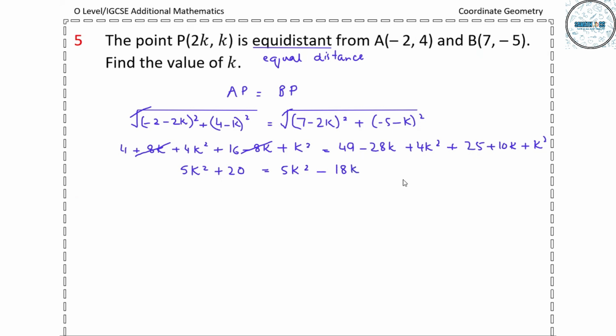49 plus 75 is 74. 5k square and 5k square will be cancelled out. We will take minus 18k on this side, so it will become 18k. We will take 20 on this side, it will become minus 20, and 74 minus 20 is 54. So the value of k is 54 divided by 18, which is 3.